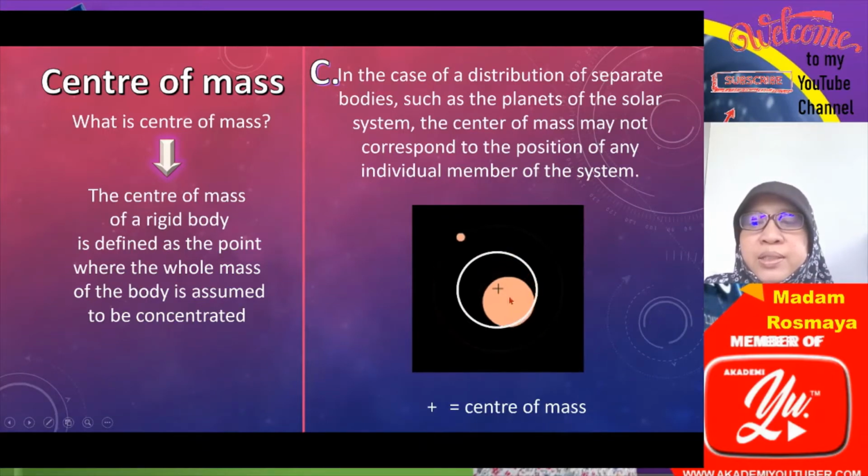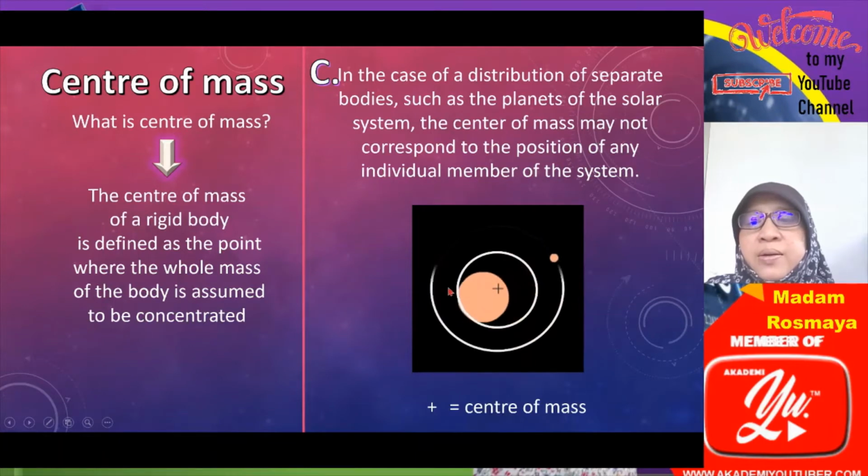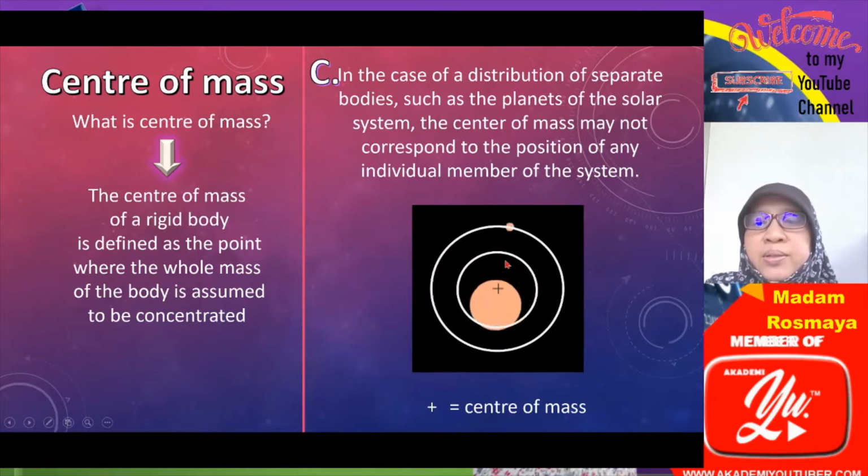If you draw an orbit for the Earth and another orbit for the Moon, as in the Earth-Moon system, it will form two orbits here. The center of these two circles will be the center of mass.